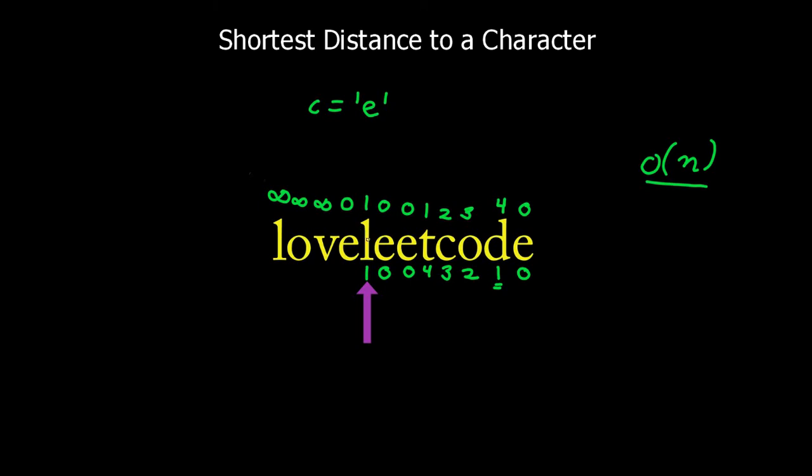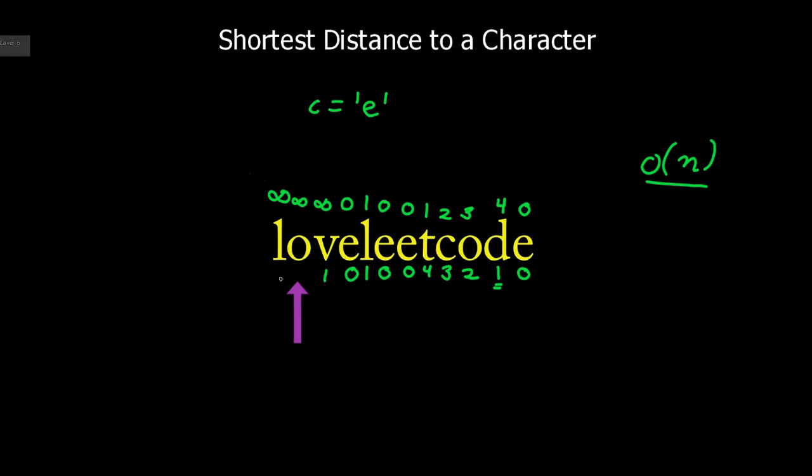Again I'll move to the left. Again this is the character itself, so 0. Again we move to the left, and this time this E is 0 distance away from E, and therefore this V will be 0 plus 1, that is 1 unit distance away from the required character, which is E.